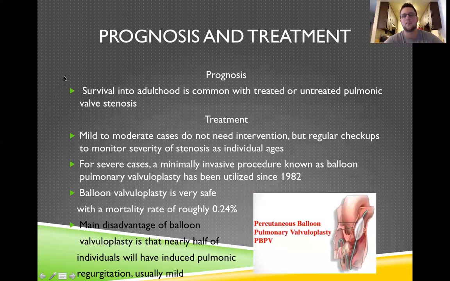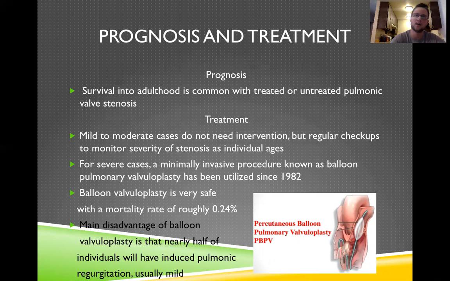So let's go over the prognosis and treatment. With this pathology, pulmonary valve stenosis, survival is very common. You don't see too many individuals dying from this immediately, because if it's mild or moderate, you could still live your life and it's not going to have too much of an effect.